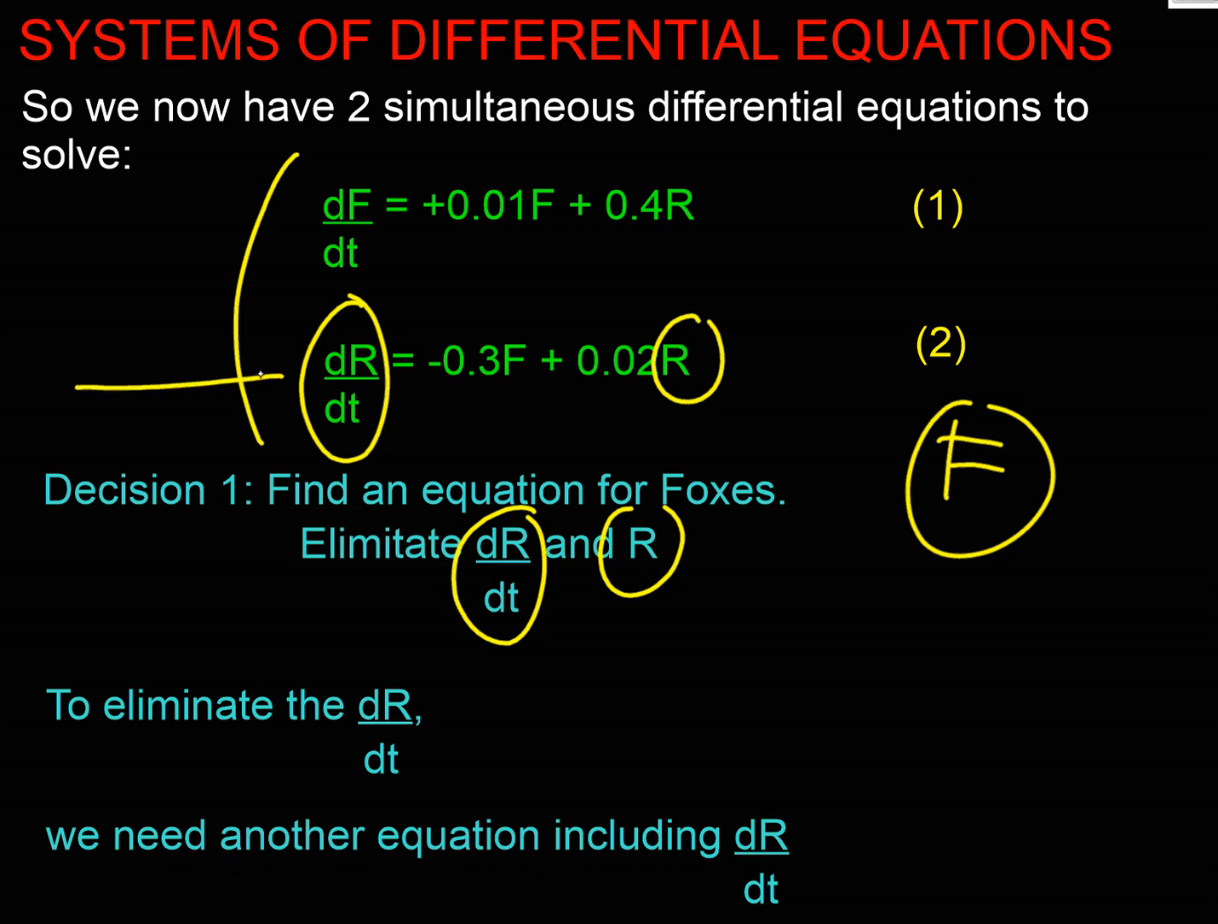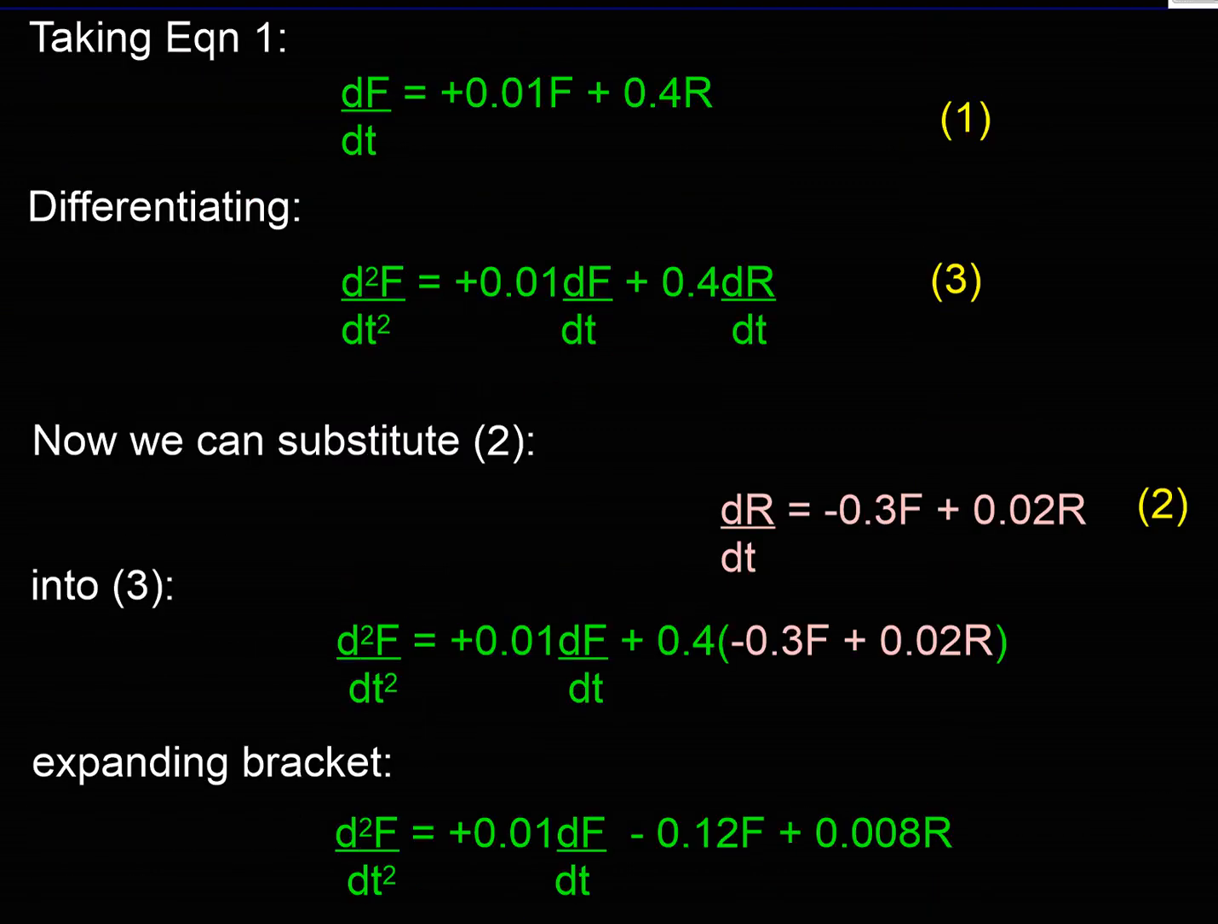Well, I've only got one equation with dr by dt in. If I want to get rid of it, I need to create a second equation with dr by dt in, and I'm going to do that by playing around with this top equation here. So let's have a look at that, shall we? Here's the first equation. df by dt equals some multiple of f plus some multiple of r. So if I just differentiate this equation, now I've got a second order in f on the left. I get a first order differential in f there, and I've got a first order differential in r here, dr by dt. I want to get rid of dr by dt.